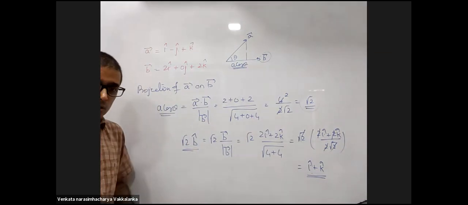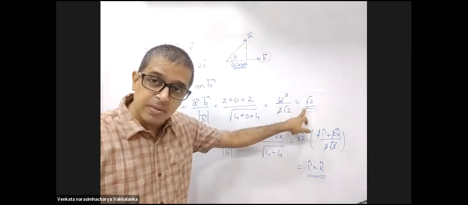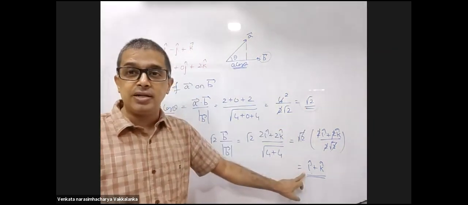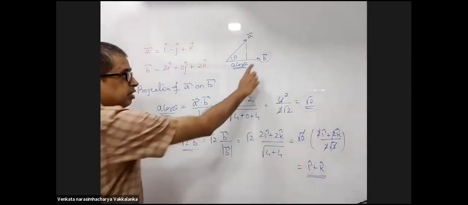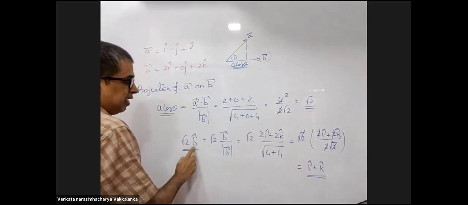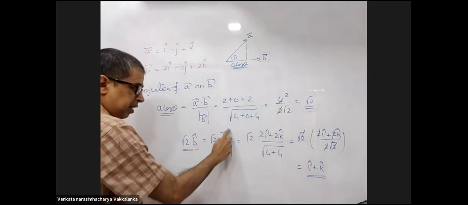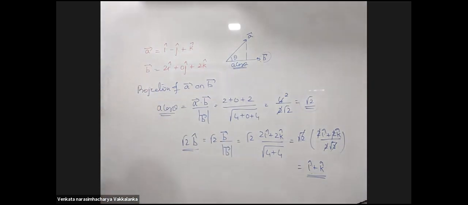This point you need to understand. It depends on the paper setter whether he is asking only for the magnitude or with the direction. If he gives with the direction, multiply the magnitude with B cap. And how do I get B cap? Vector B by its magnitude.